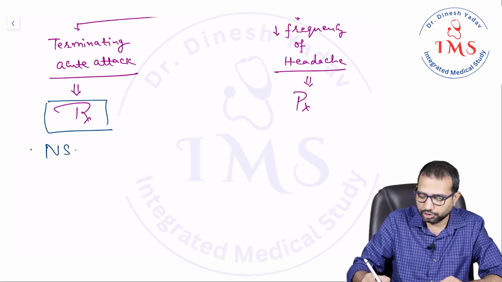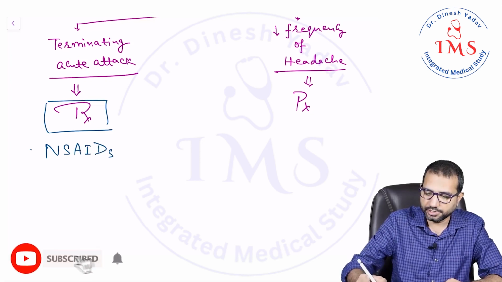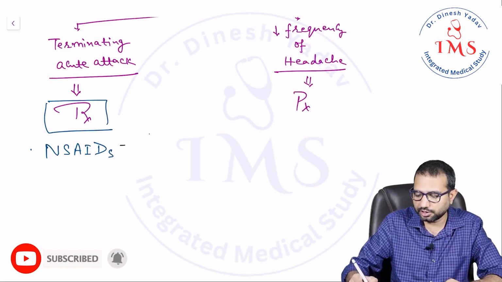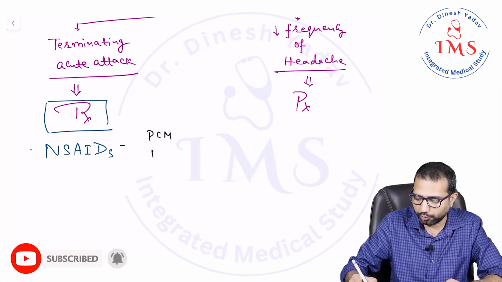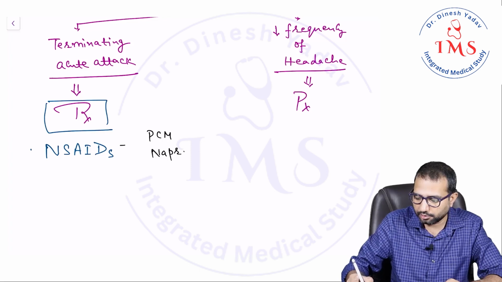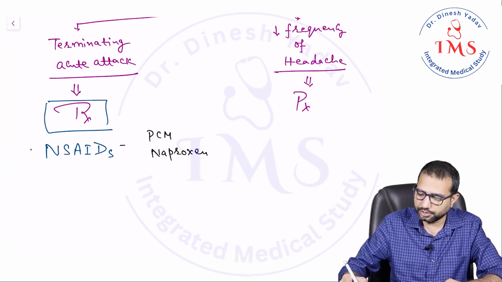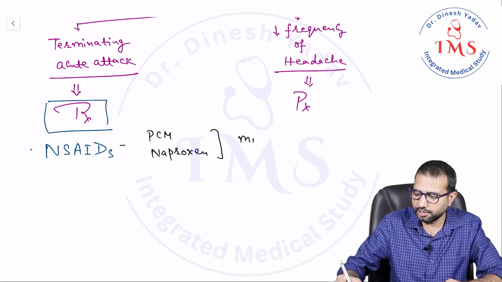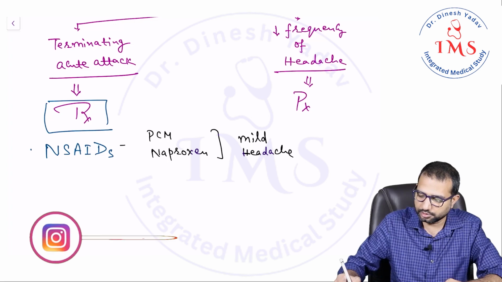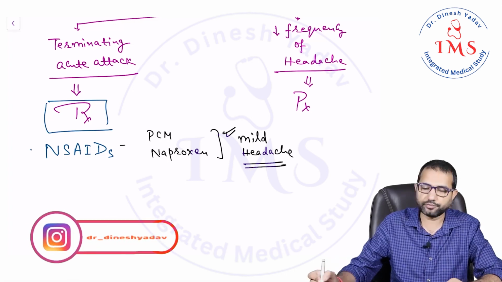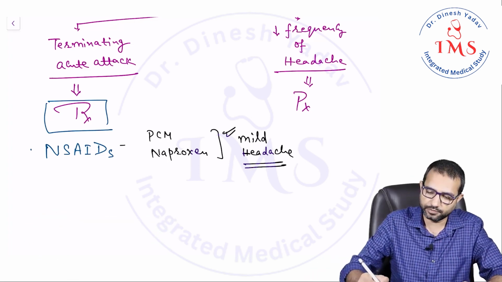One is non-steroidal anti-inflammatory drugs, NSAIDs. In NSAIDs, we use drugs like paracetamol and naproxen. These drugs are used in patients who have a mild headache. In a mild headache, these drugs are best. No need to give the unnecessary triptans and ergots. You can use the NSAIDs.